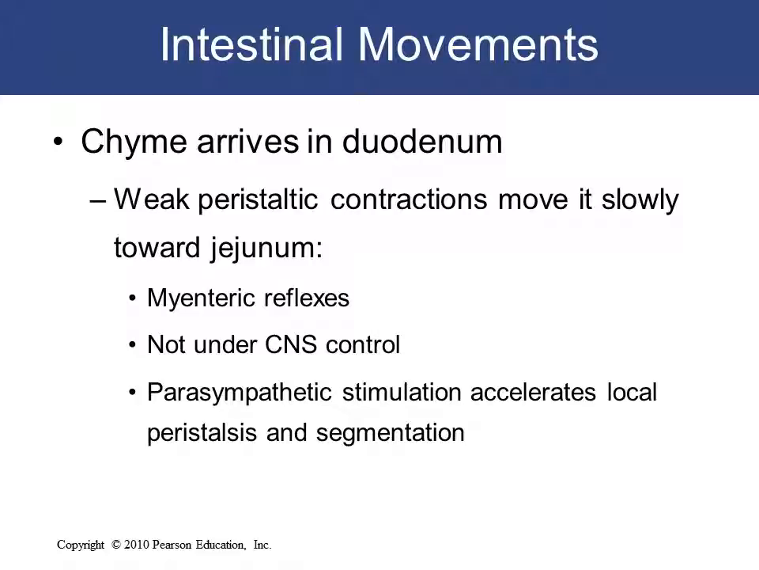When the chyme arrives in the duodenum, weak peristaltic contractions move it slowly towards the jejunum through the mesenteric reflexes, and they are not under central nervous system control. Parasympathetic stimulation accelerates local peristalsis and segmentation.